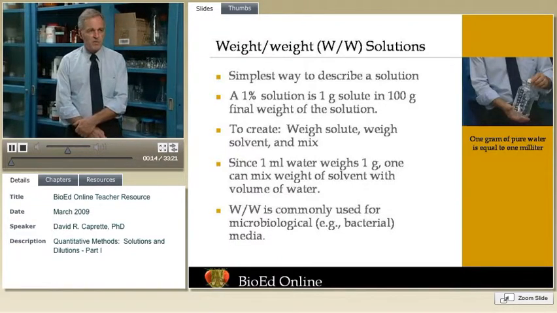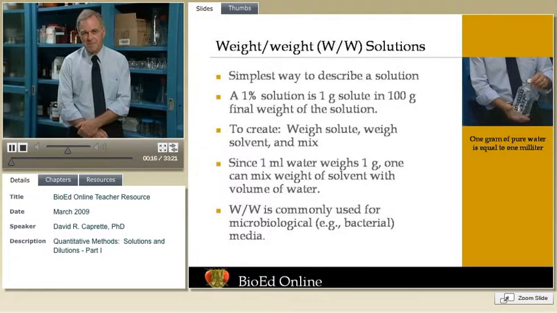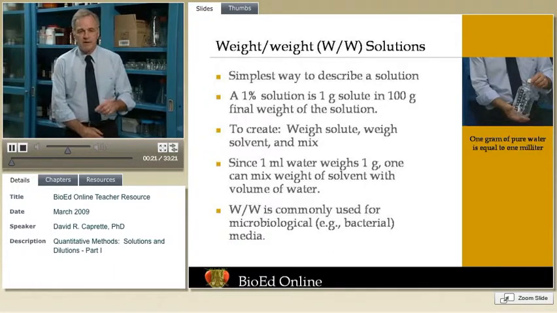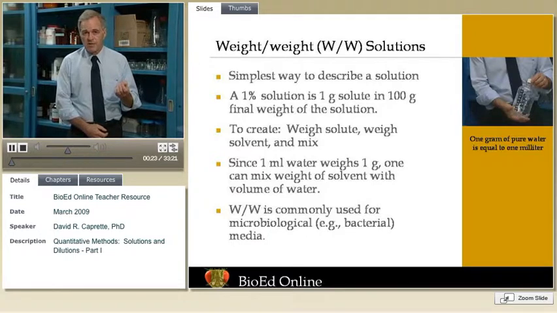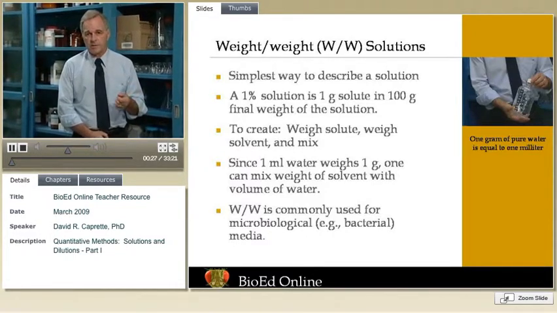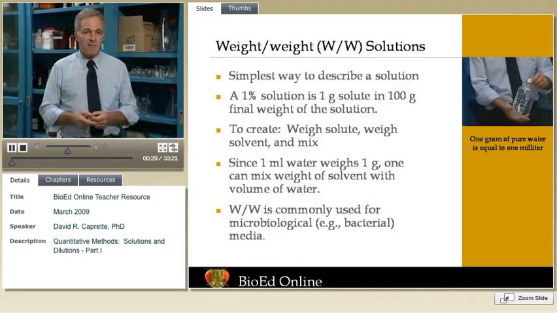Probably the simplest way to describe a solution is to use the weight in weight formula. Weight in weight means that we describe as a percentage the weight of solute relative to the final weight of the solution. I'll give you an example.